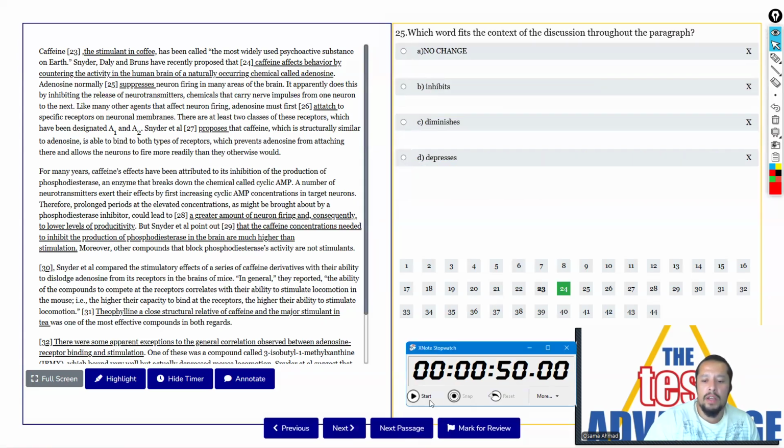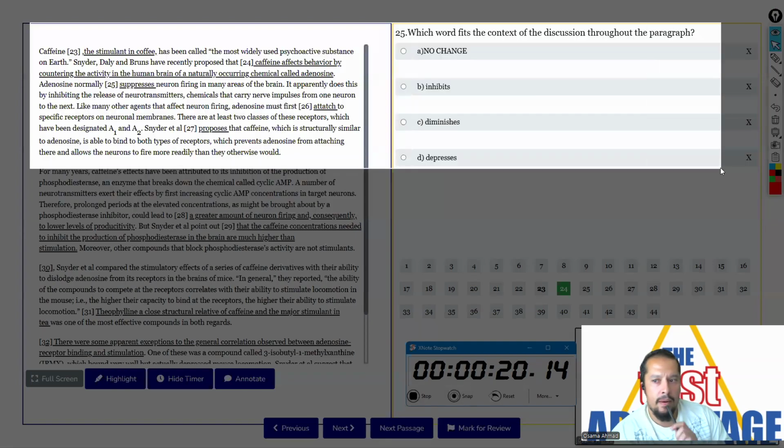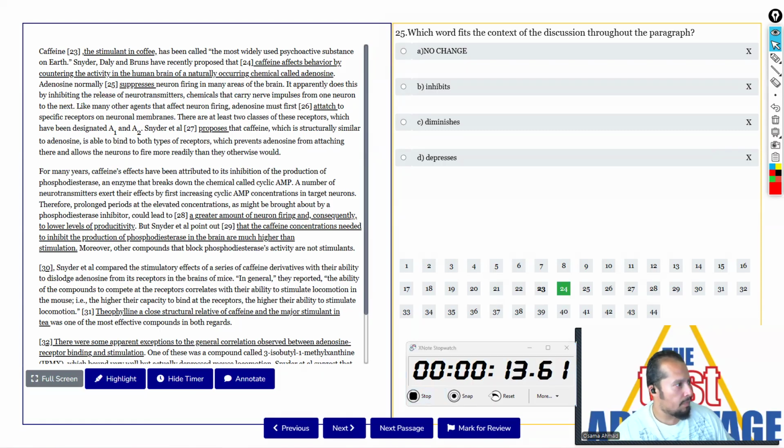Let's go to the next question, number 25. Now, again, read the question there. Don't get confused by the sentence. Okay, a lot of mixed answers here.